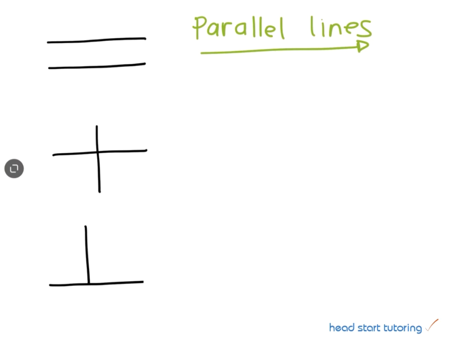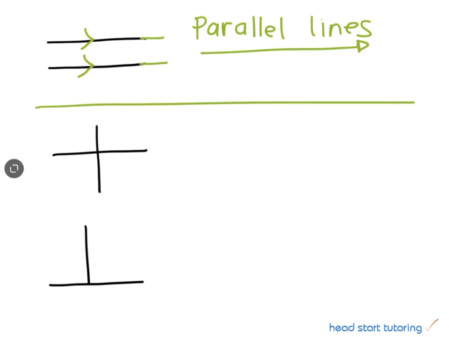Right, parallel lines are these lines over here. The distance between parallel lines will remain the same over their entire length. No matter how far you extend them, the distance between them will stay the same. They will never meet. So they have to be straight lines that never meet, and the distance between them will stay the same. So those are your parallel lines.